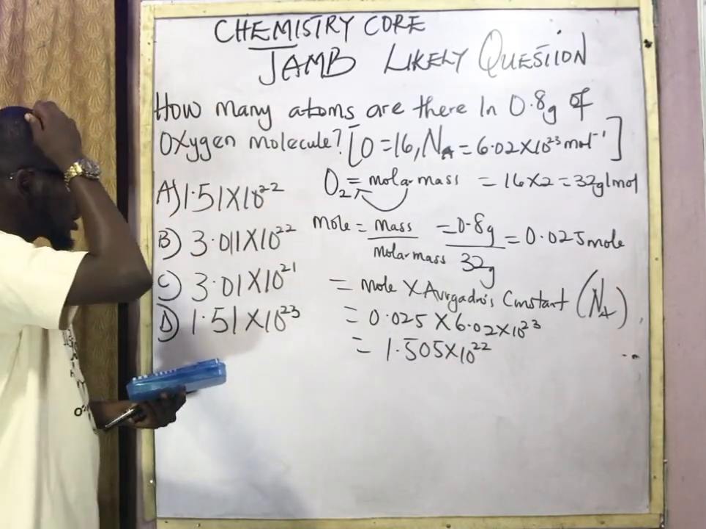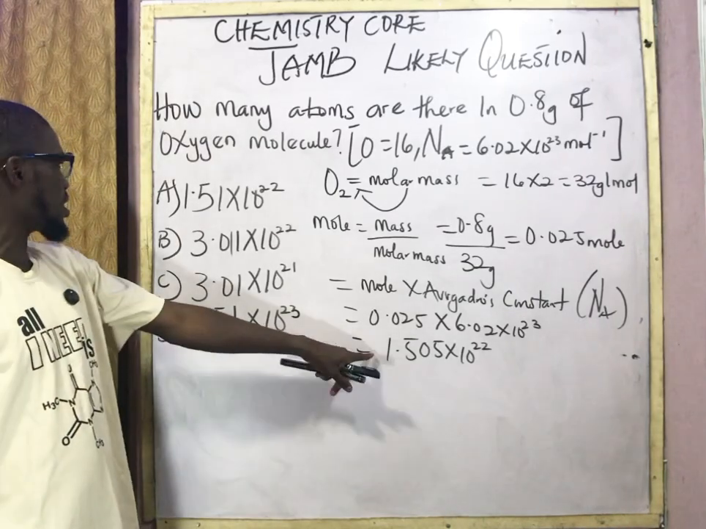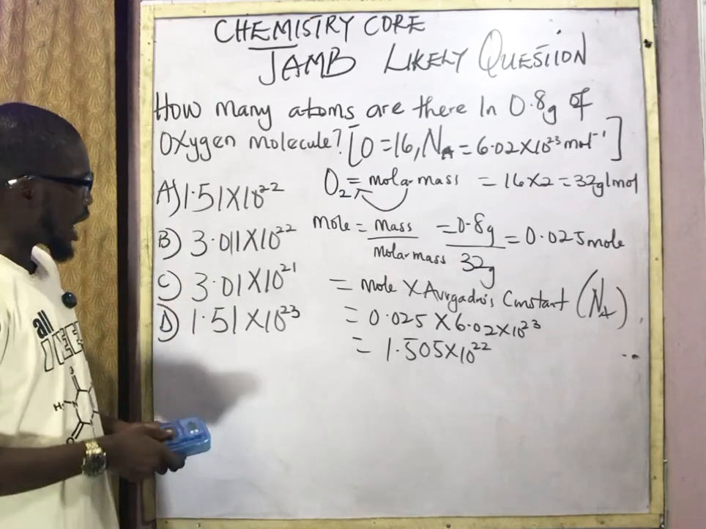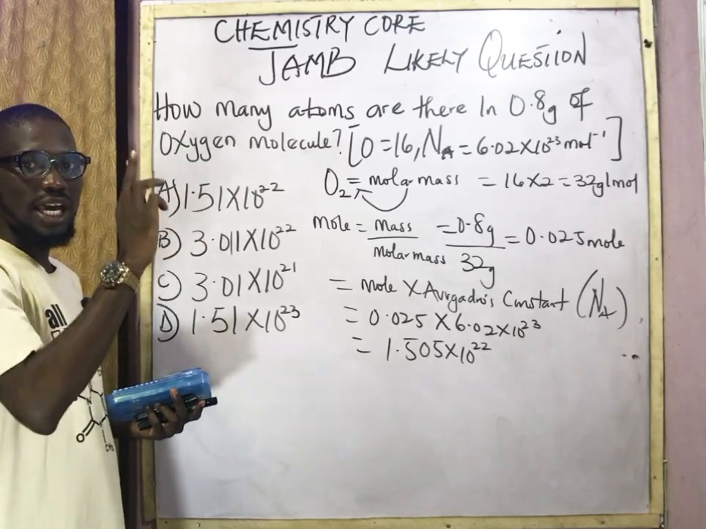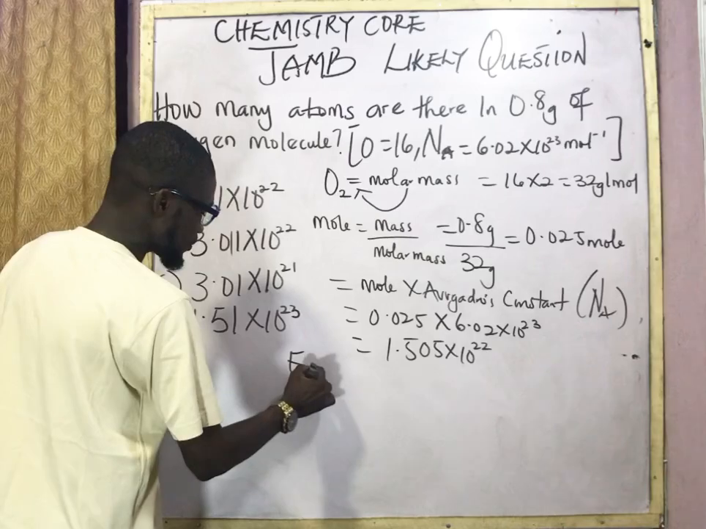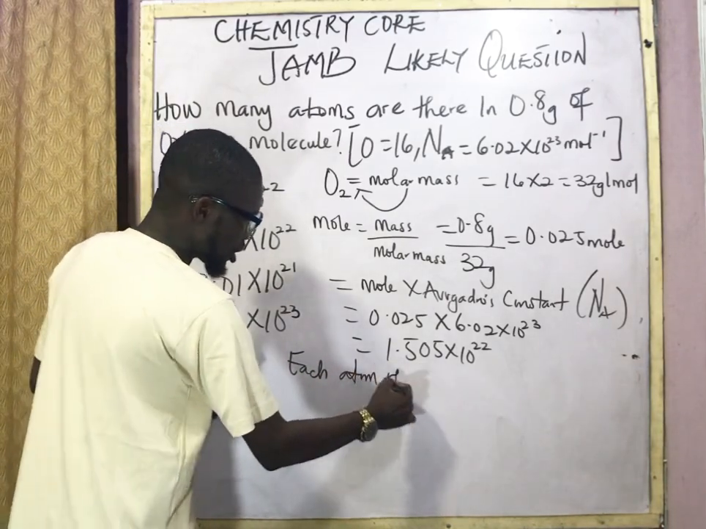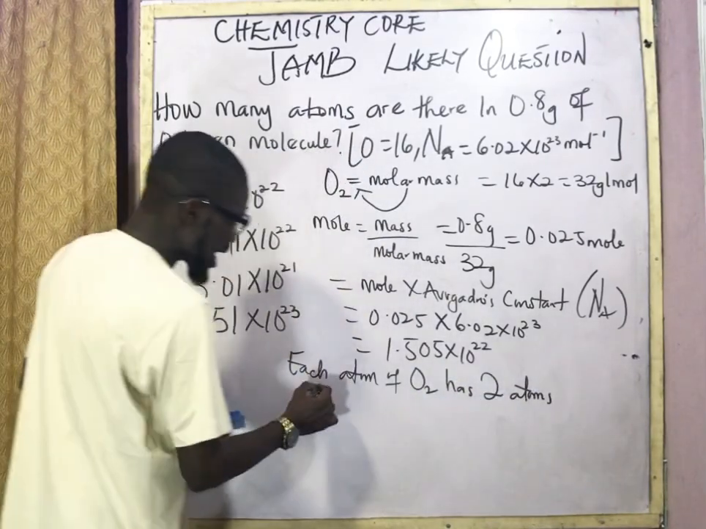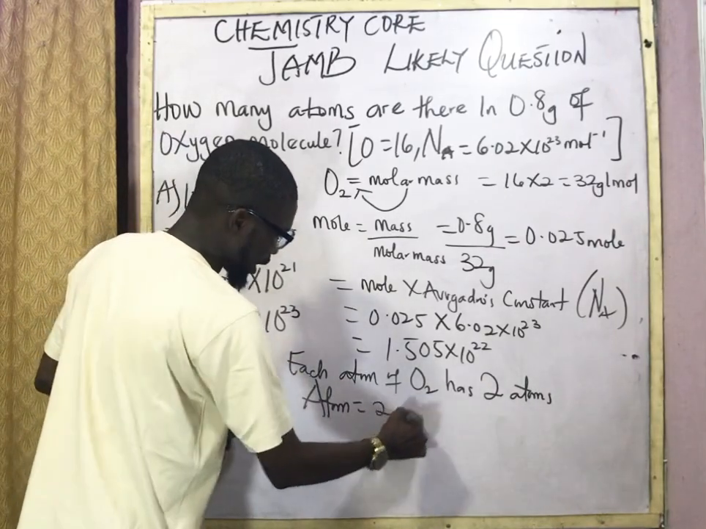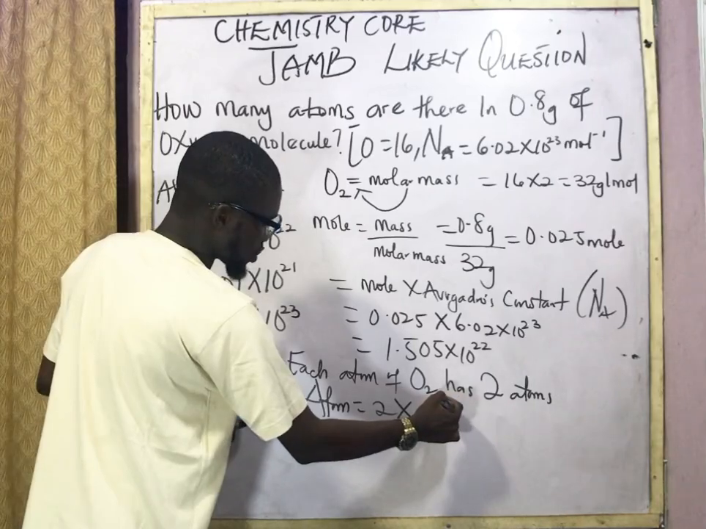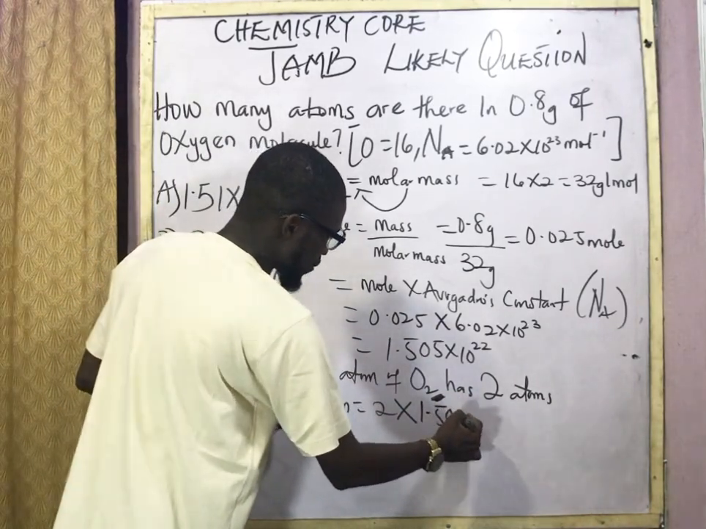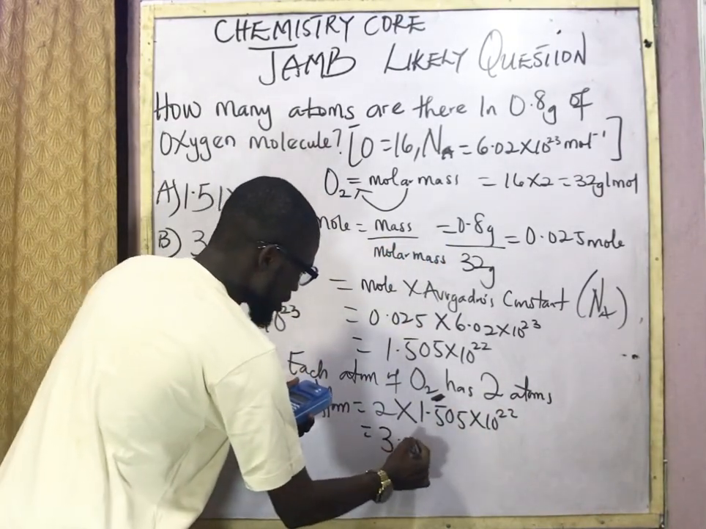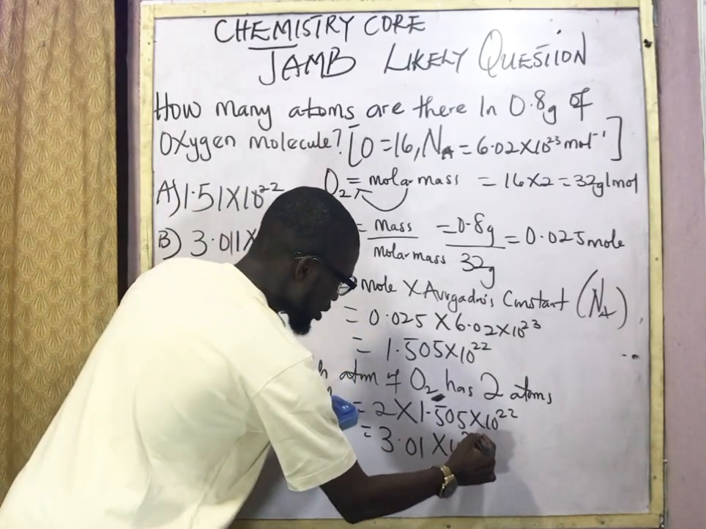This is not your final answer. If you make the mistake of picking this as the final answer, it is the same thing as option A and option D respectively. Now, each molecule of oxygen gas contains 2 atoms. So we multiply the 2 by the value we have here, 1.505 times 10 raised to the power 22 times 2, and we have 3.01 times 10 raised to the power 22.